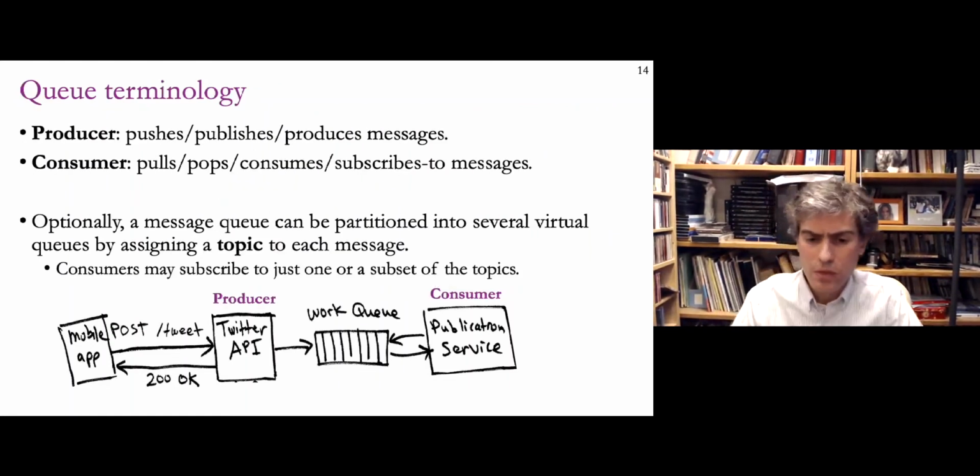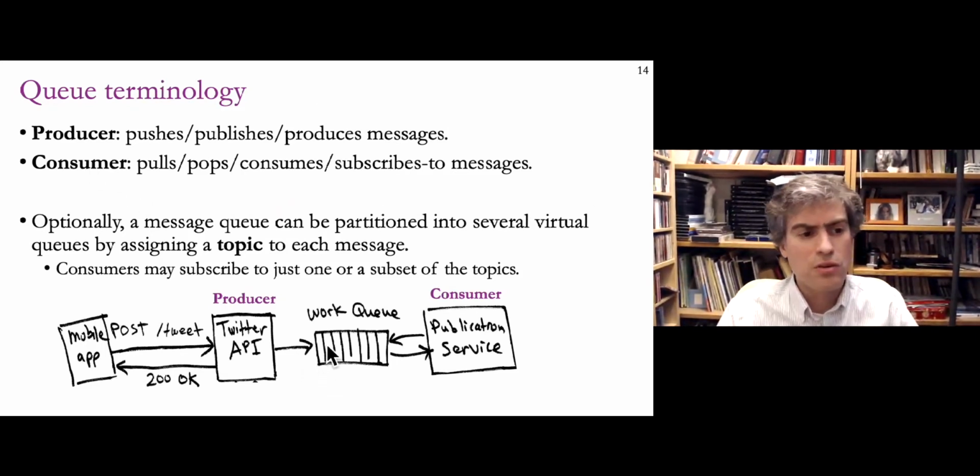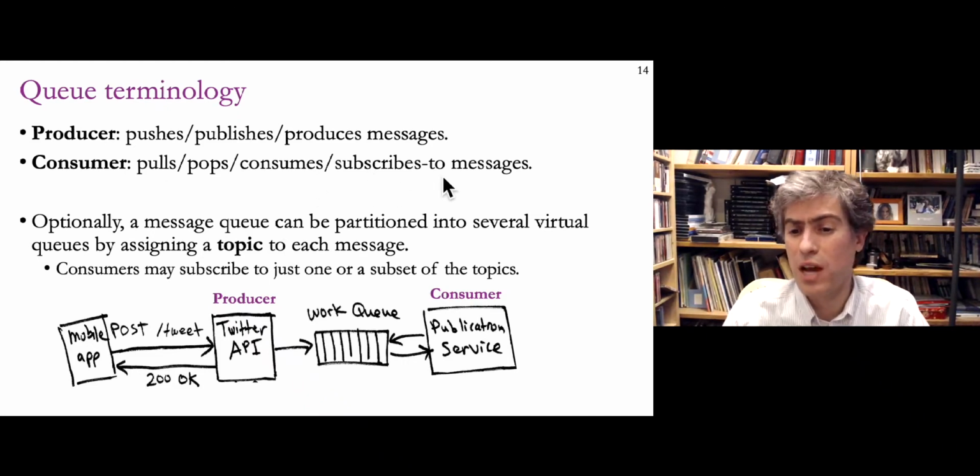There's some terminology here that you should be aware of, because queues in general use a lot of different terms for the same pair of things. My preferred term is producer and consumer for a queue. The producer adds stuff to the queue, the consumer pulls stuff from the queue. The thing the producer does is either called a push, publish, or produce. The producer pushes, publishes, or produces messages. That all kind of means the same thing. The consumer pulls, pops, consumes, or subscribes to messages.